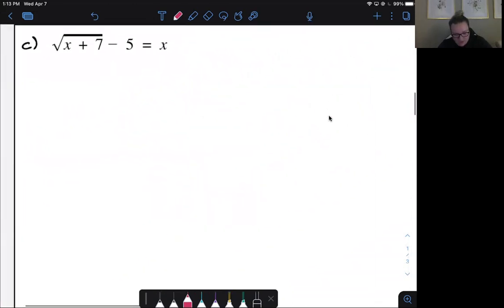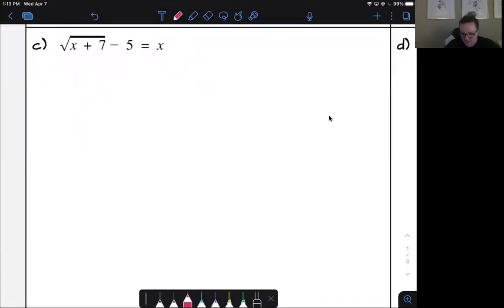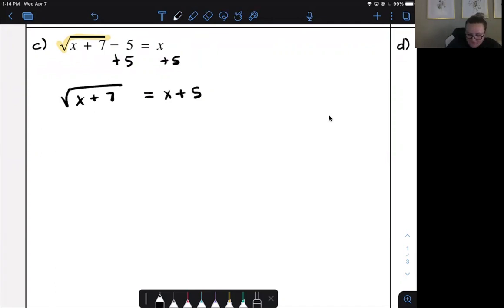All right, now let's do a more complicated example. The square root of x plus 7 minus 5 is equal to x. So once again, we want to make sure that this radical is isolated. We're going to add this 5 to both sides. But this time, on that right side, while the radical is by itself now, we have x plus 5. We have a binomial on the right-hand side.